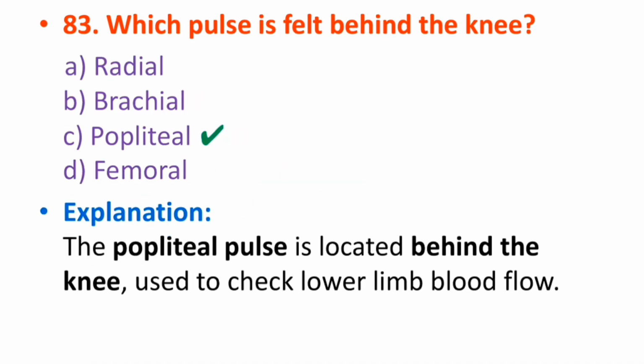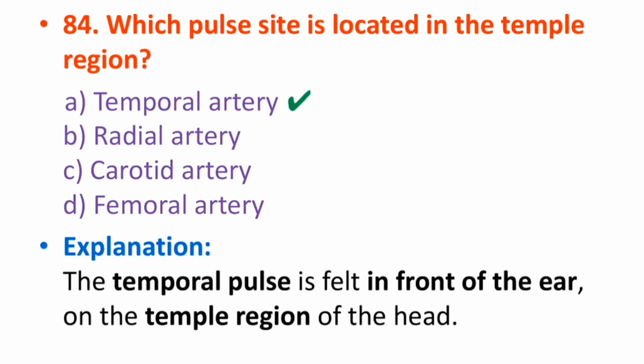Which pulse is felt behind the knee? Option A, radial artery; option B, brachial artery; option C, popliteal; option D, femoral. The correct answer is option C, popliteal. The popliteal pulse is located behind the knee and is used to check lower limb blood flow.